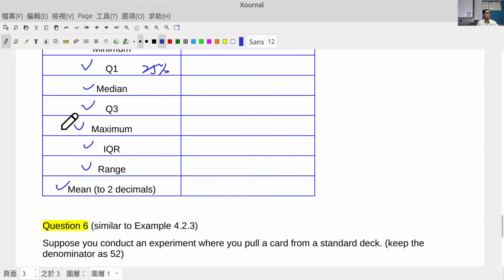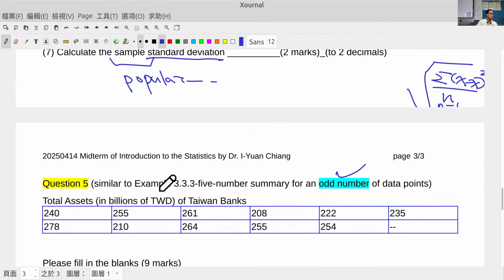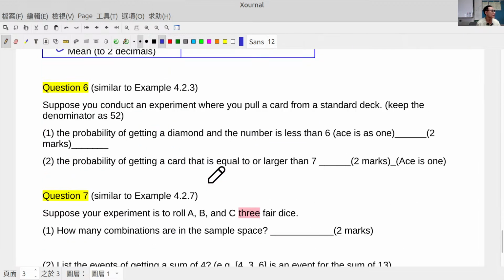Okay, you can review this part. This question is similar to example 3.3. Okay, so I think it's a good time you can review the textbook very carefully. Okay, question number 6.